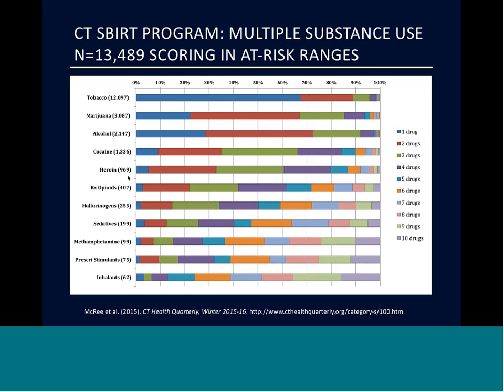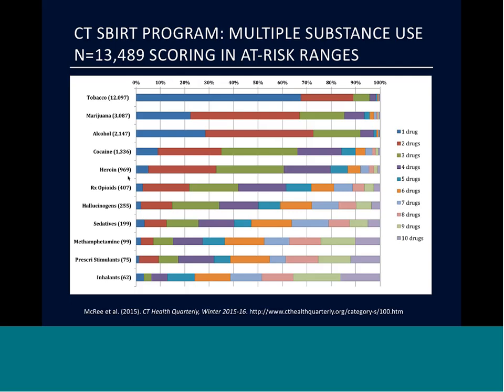So this slide is a cut from our Connecticut SBIRT data. These are 13,489 patients who screened either at moderate or high risk on the ASSIST for these different categories of substances. As you can see, the blue bar indicates the percentage of those using just one substance for each category. The red bar is using two substances, or being at risk for two substances. Green is 3, dark purple is 4, and so on.